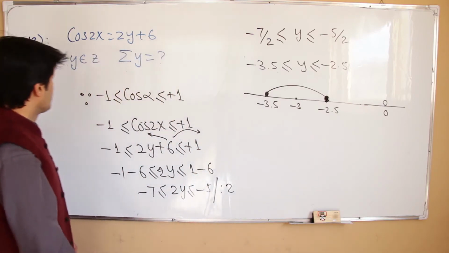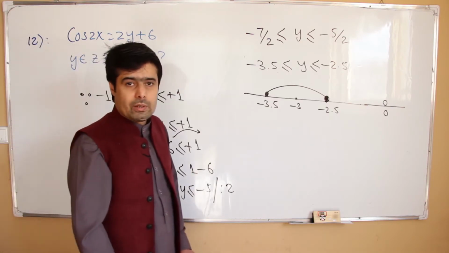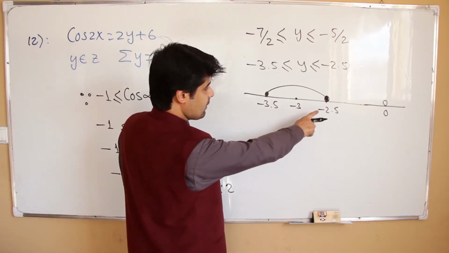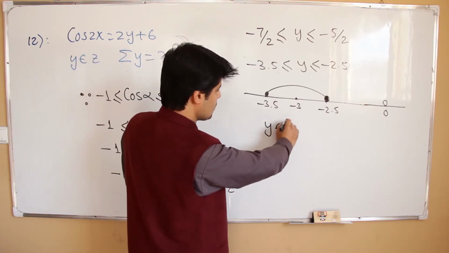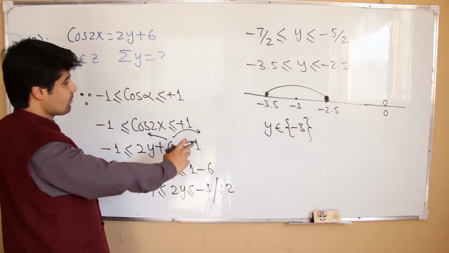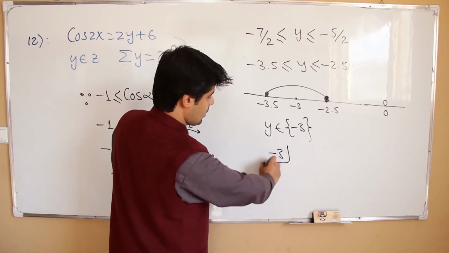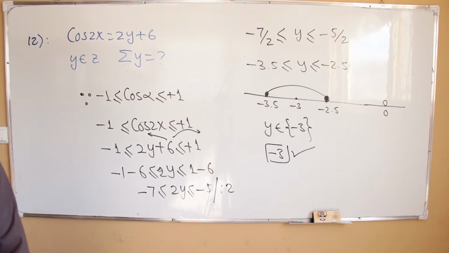Now, y should be an integer number. What are the integer numbers between minus 3.5 and minus 2.5? I think y includes minus 3. Now, how many solutions for y do we have? I think it's 1. What's the summation? It's its own self. So the answer should be minus 3.